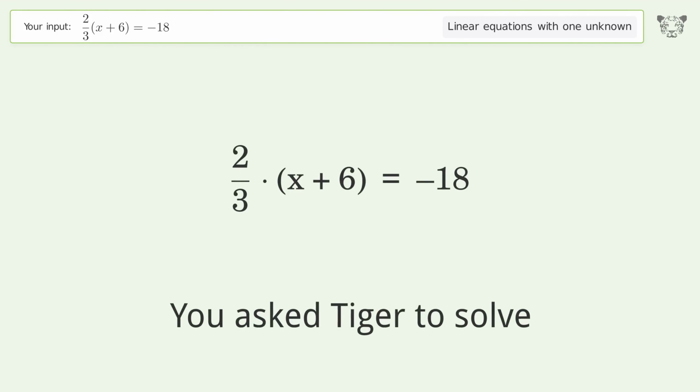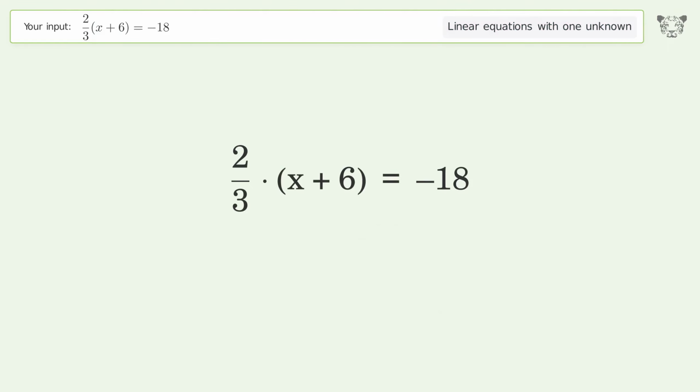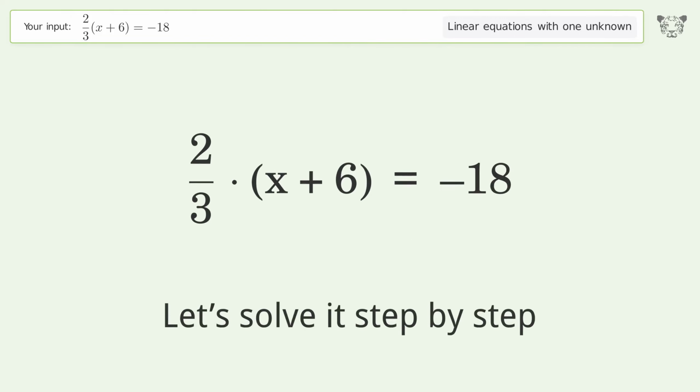You ask Tiger to solve. This deals with linear equations with one unknown. The final result is x equals -33. Let's solve it step by step.